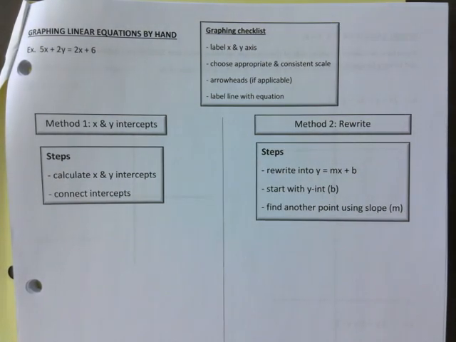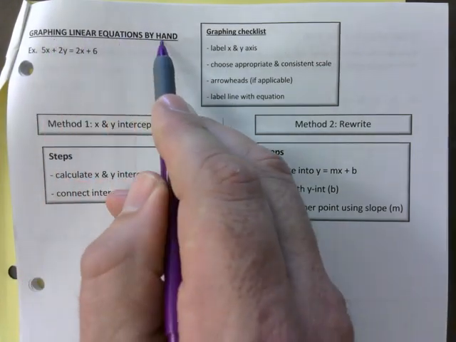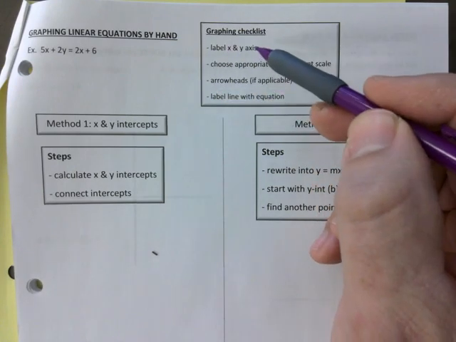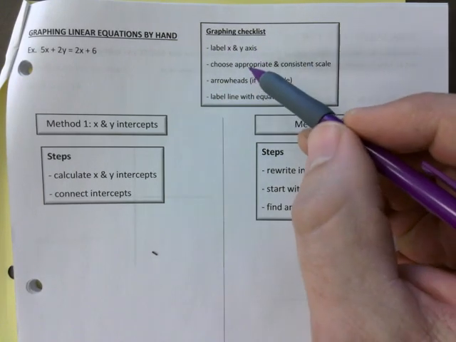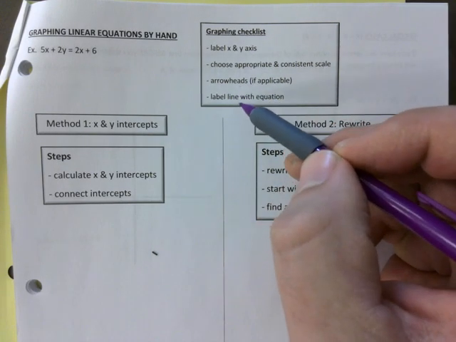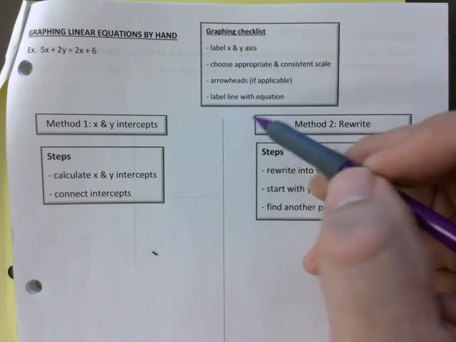Right. Let's keep going here. Lots of stuff to review. Graphing linear equations by hand. You need to be able to do that. Another graphing checklist, right? X and Y axis labeled, appropriate and consistent scale. You have arrowheads, label line with equation, right? So there's nothing really new here.